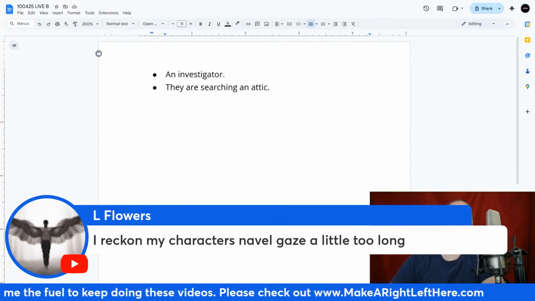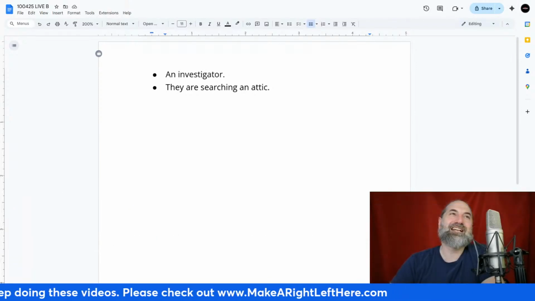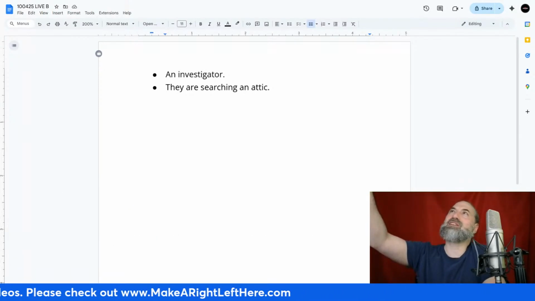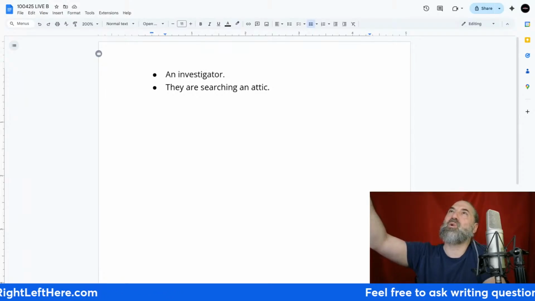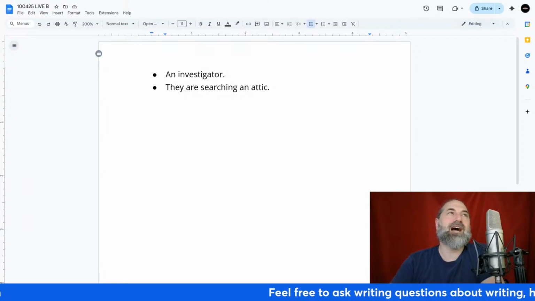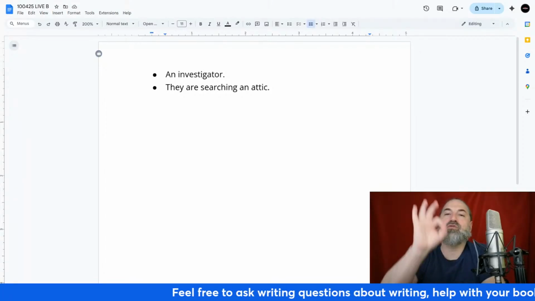I reckon my character's navel gaze is a little too long. Oh, how the clouds thus be white and far upon the gray sky of night's fall. Yeah, that can get annoying. All right, but it doesn't mean it's wrong, okay?